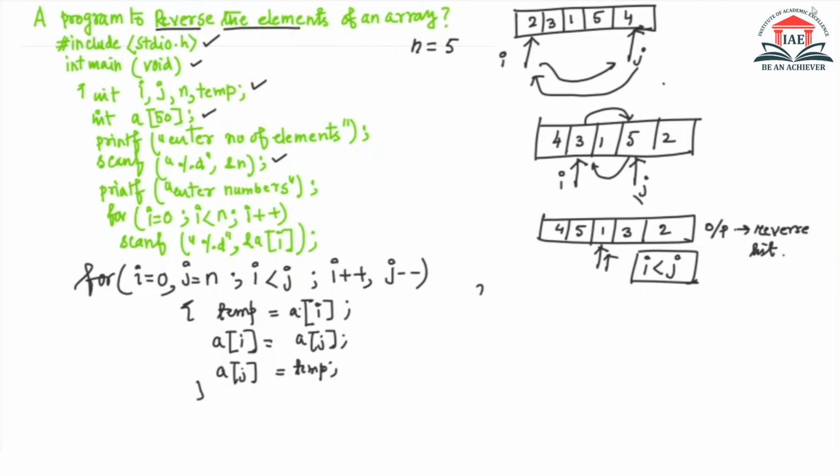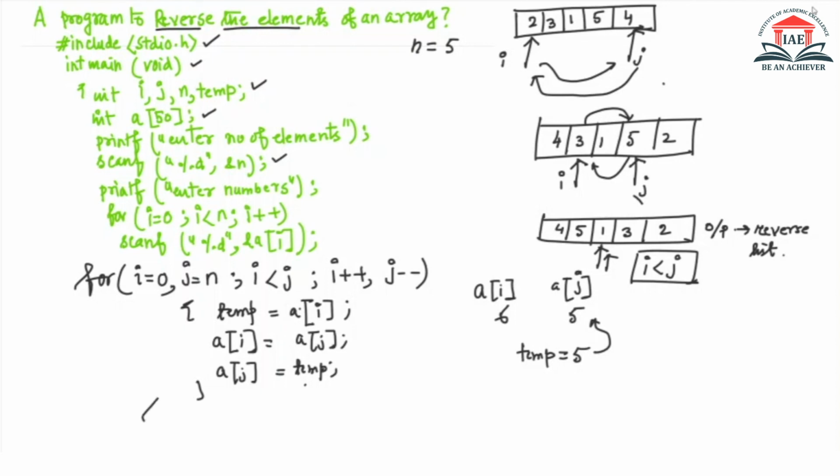Swapping means, if this has a value 5, this has a value say 6, and there is temp. So ai value will be stored in temp, that means temp will now be 5. Then the value of aj is put in ai, so ai is now 6, and now the value of temp is put in aj, so it becomes 5. So this is the process of swapping. So you just reverse the array, that is the case.